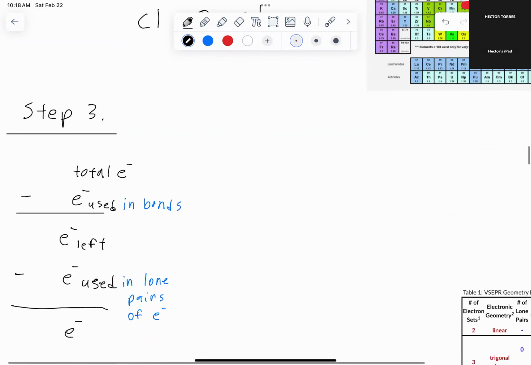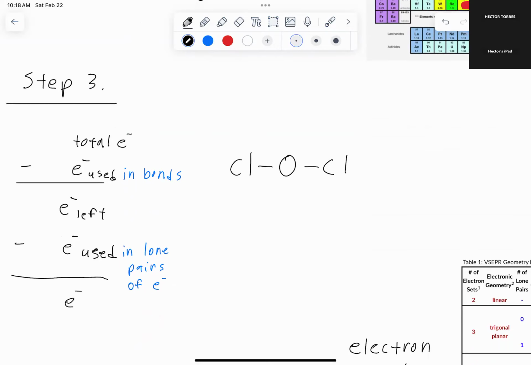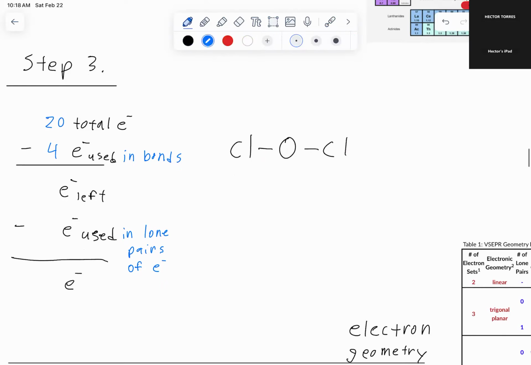Okay, we're going to try that out. So, Cl O Cl. In step 3, we're just going to make the bonds between them. That's going to be our skeletal structure, is what our book calls it in Chem 1010. I really like to keep track of how many electrons I have, so I'm going to put the total, which was 20. Then we used 4 electrons to make bonds. So 2, 4. Now how many we have left over is going to be those 16.